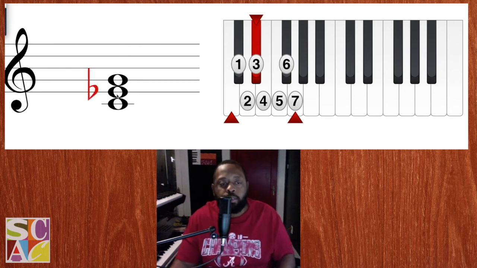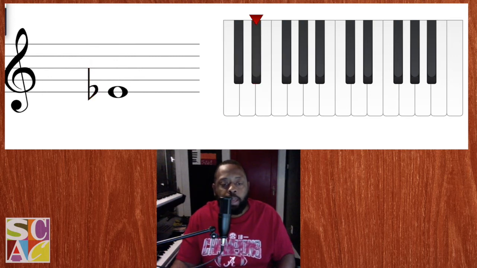So this is a C minor triad, because the third degree or the third note is E, but we had to make it flat. So this is a C minor triad. C, E flat, and G. Let's try one more. E flat. Let's make this an E flat minor triad.